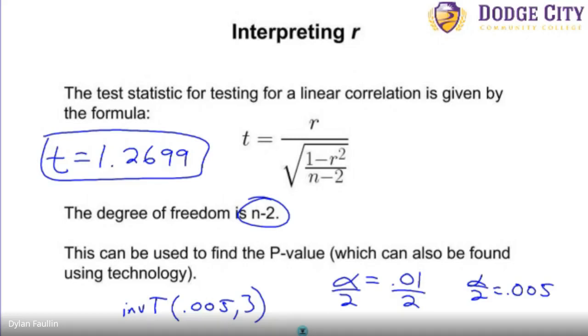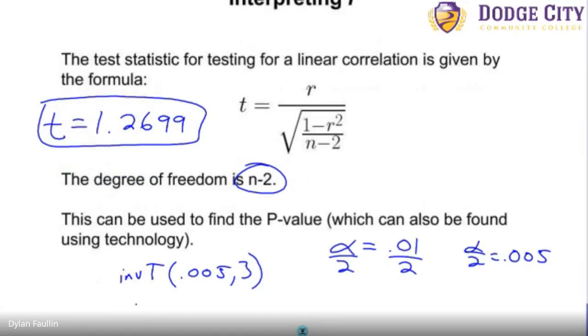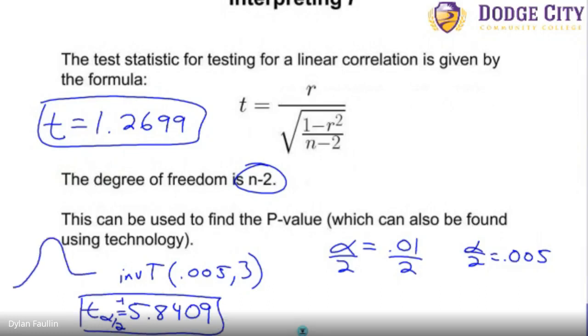So I go to inverse t, 0.005, degree of freedom 3, I get a critical value of 5.84. It's a pretty big value, I guess because the degree of freedom is so small. And so this would be the critical value, t sub alpha divided by 2. And again, you would draw a picture, and it's positive and negative, right? You have both positive and negative critical values in this case, because it's a two-tail situation.